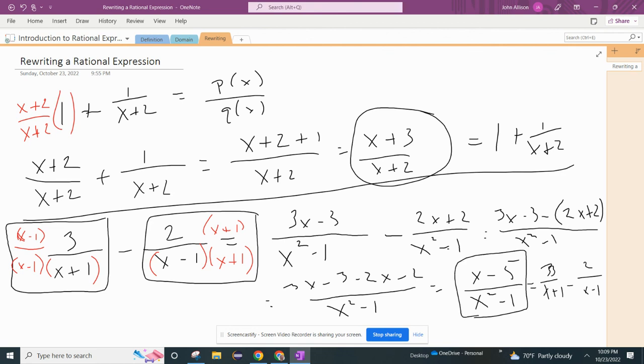That's a short lesson on how to define a rational expression, find the domain of a rational expression, and rewrite a rational expression in equivalent form with a common denominator, or as a single fraction with a common denominator.